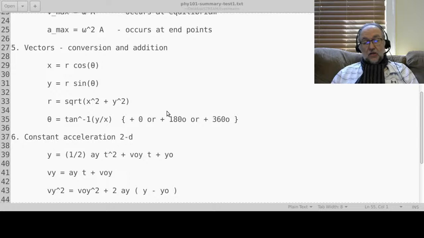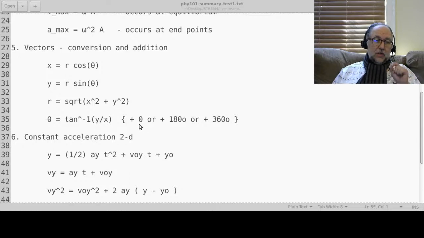Vectors. Before we got to 2D kinematics, I had to teach you about vectors. And with vectors, there was conversion from polar to Cartesian and Cartesian to polar. If you have the polar coordinates, that's r and theta, you obtain x and y from them by those equations right there. x is equal to r cosine theta and y is equal to r sine theta. And if you have x and y and you want to get the polar, Cartesian to polar, r is equal to the square root of x squared plus y squared. And theta is equal to the inverse tangent of the y component over x.